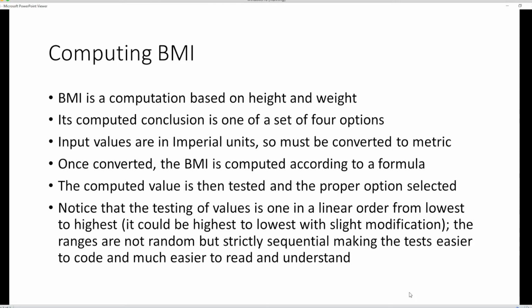It could be done the other direction. We could start with highest and move progressively towards lowest. Not a problem as long as they are in linear order. Otherwise, testing becomes very complicated.